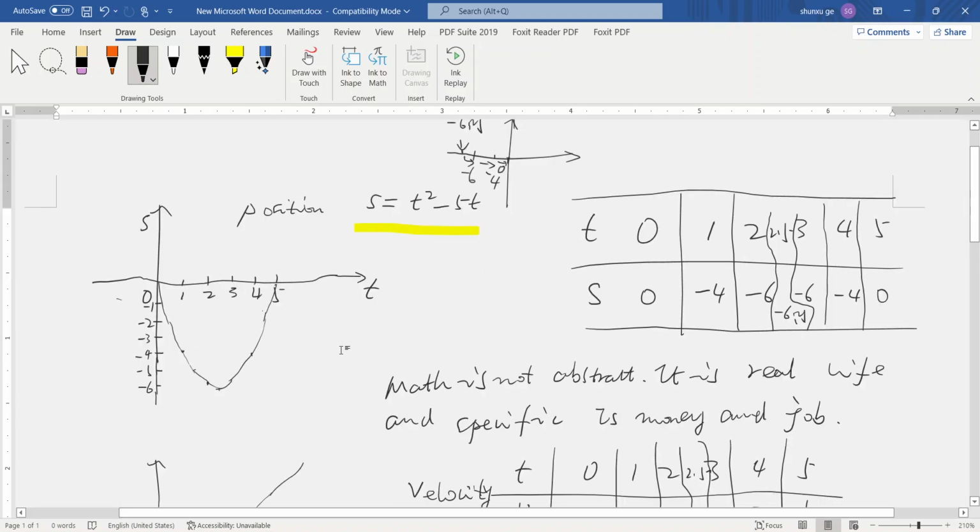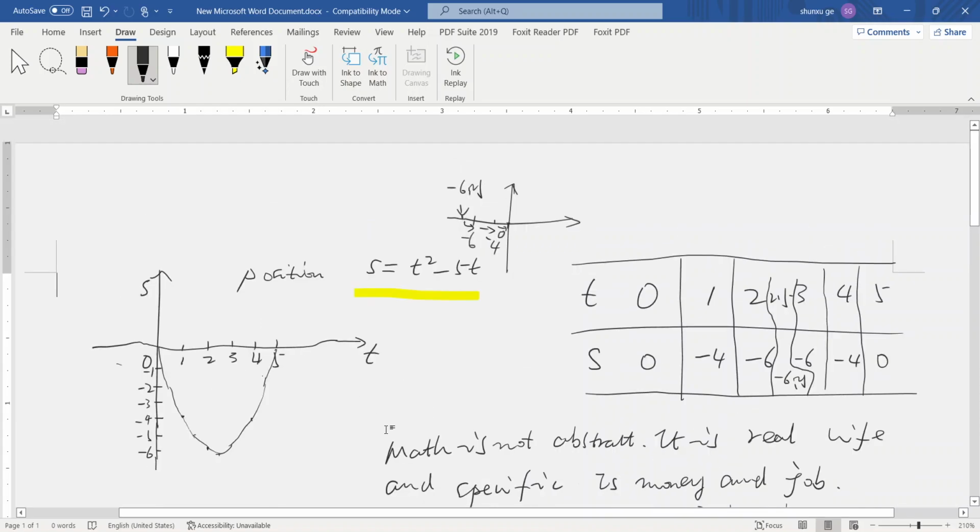So the math, I think math is not abstract. It's real life and specific. When you learn math well, you can become an engineer. So you can get more money. You can get a good job. So math is not far away from our life. But if your math is bad, you cannot get an engineering job, because engineers need a lot of math knowledge, such as physics and chemistry. The base is math. Math is not hard.